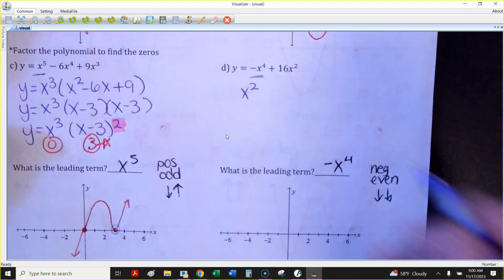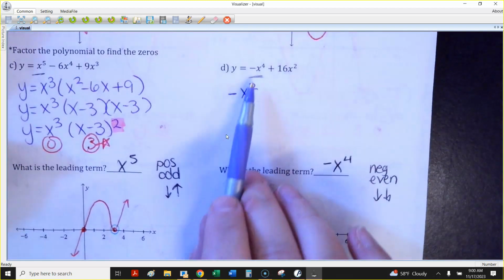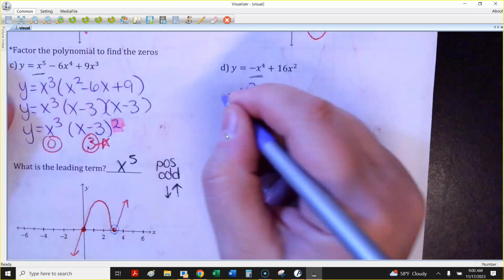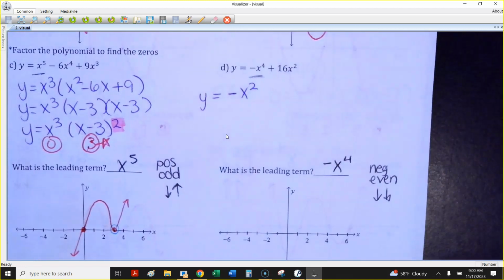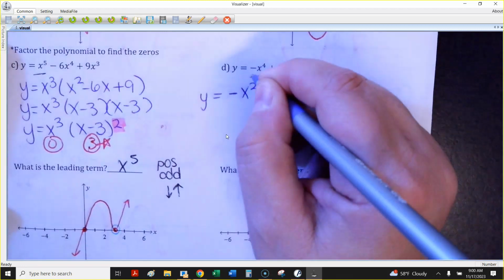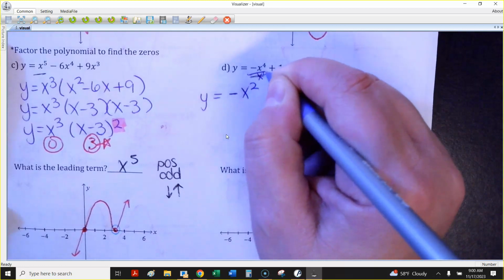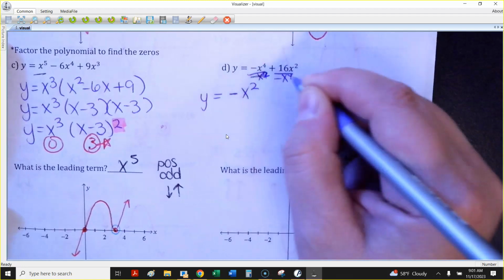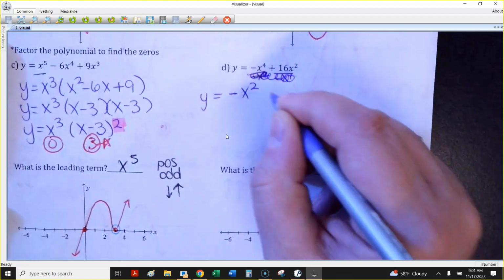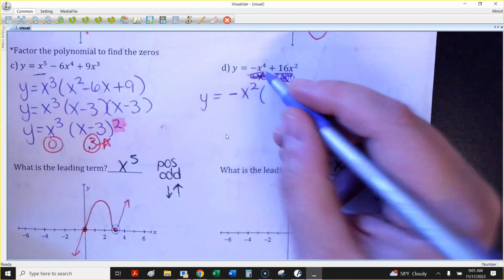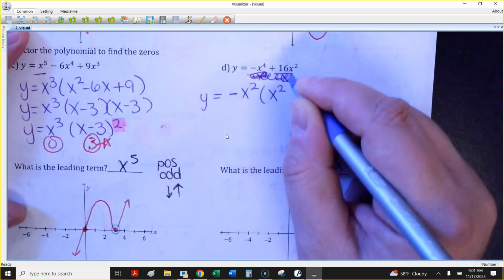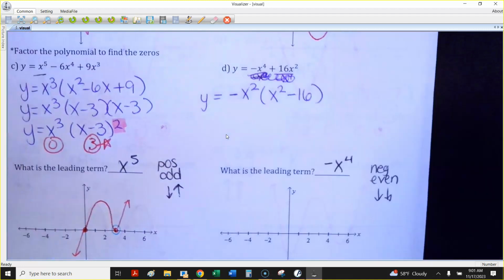Yes, okay, that's what I was trying to get you to do. Okay, I'm going to take out a negative x squared. Now, the reason for that, whatever we have left in the parentheses, we're going to see if we can factor that any further, and you really want that to start with a positive if you can. So I'm going to take negative x squared out of both of those. Now, it's going to change the sign. This would then become positive x squared, and this would become negative 16.